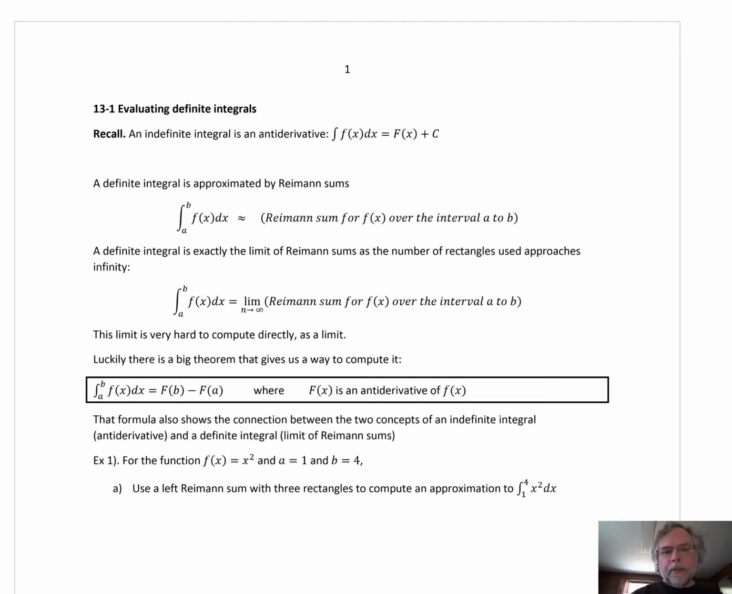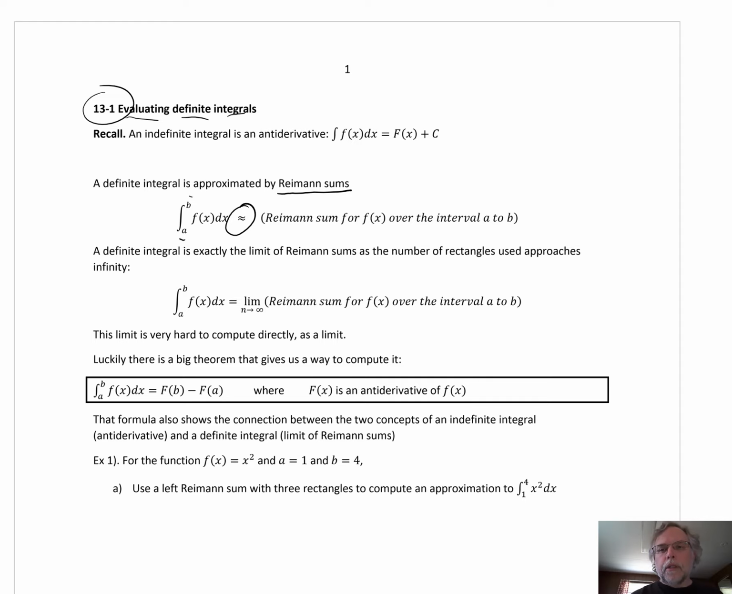Okay, Math 153 students, in this section 13-1, we're going to talk about evaluating definite integrals. Now, in all the Riemann sum exercises that we did in 12-1, we were calculating approximations to definite integrals. So a definite integral has values a and b, and that's what distinguishes it from an indefinite integral.